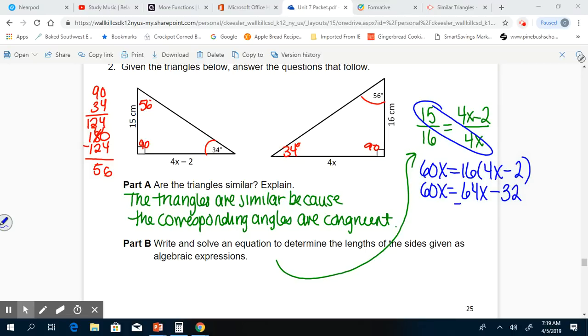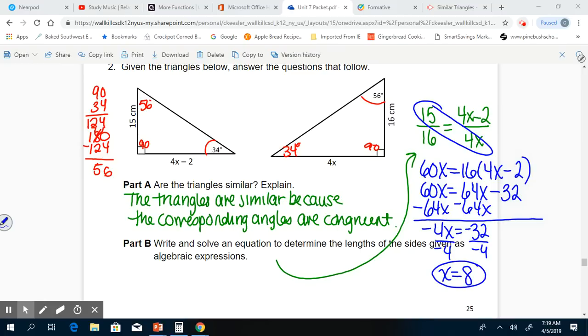Now I can solve for x, so minus 64x. And I get negative 4x equals negative 32. Divide by negative 4. And x equals positive 8. So that hasn't given me the sides, it's only given me x, so now I got to plug that back in. So 4 times 8 here means that this side is going to be 32 centimeters. 4 times 8 here minus 2 means that that side is going to be 32 minus 2, or 30 centimeters.